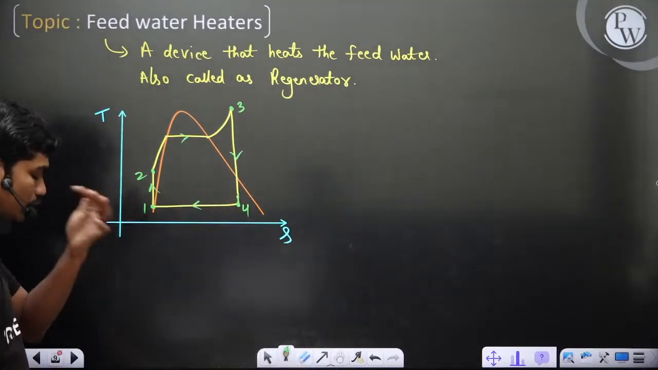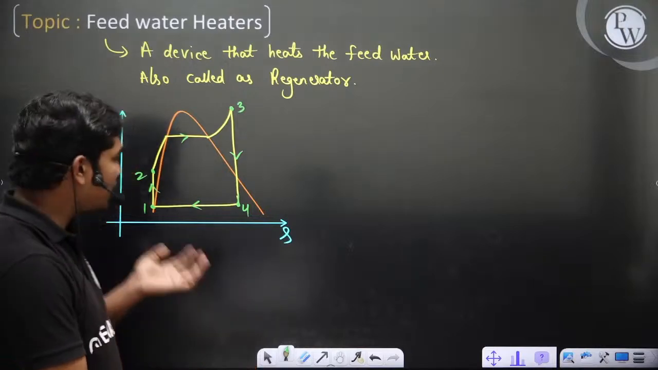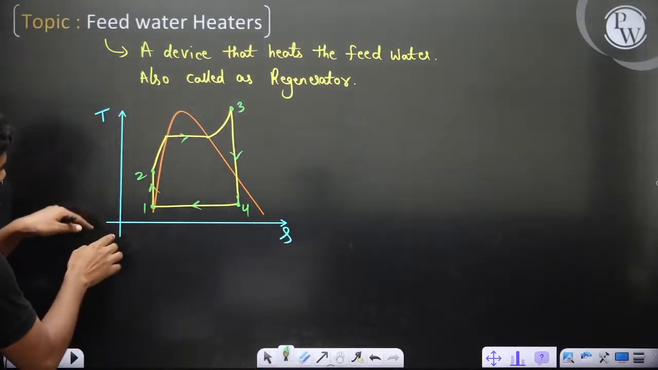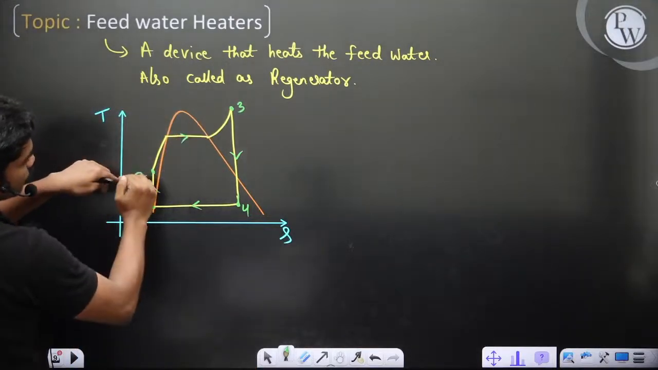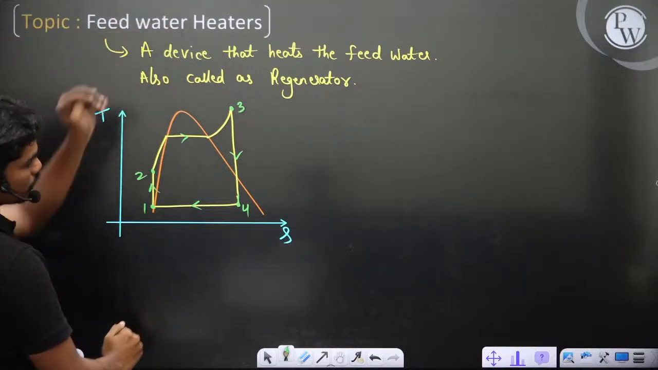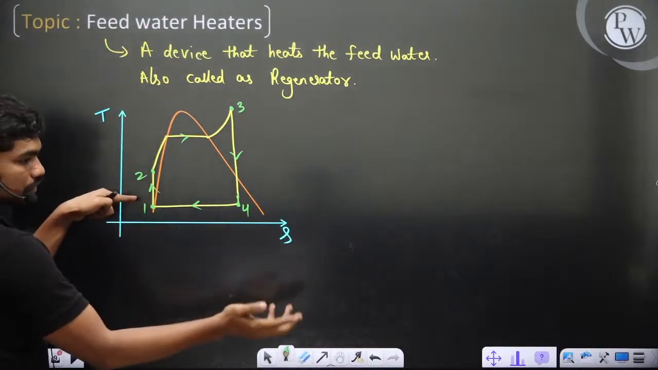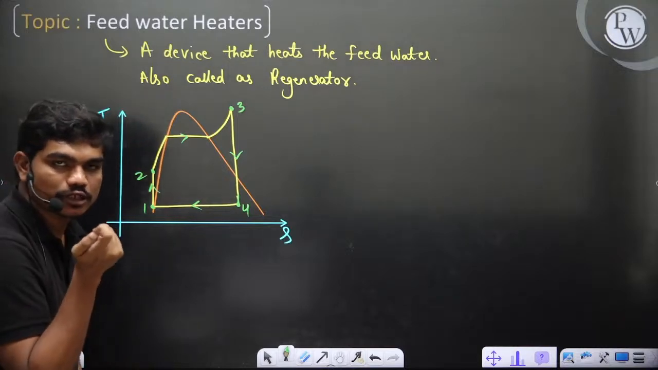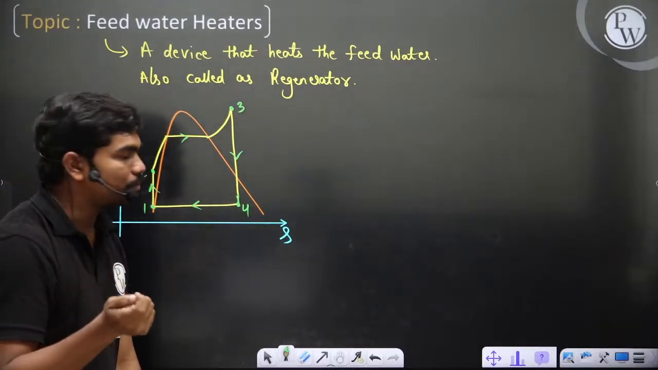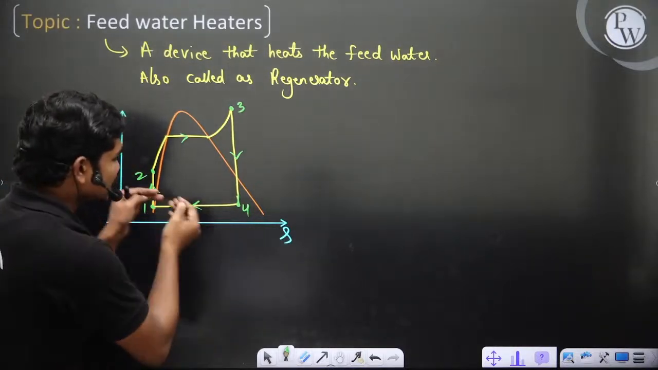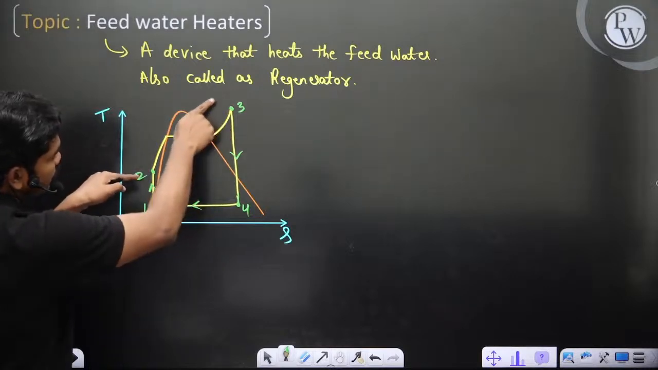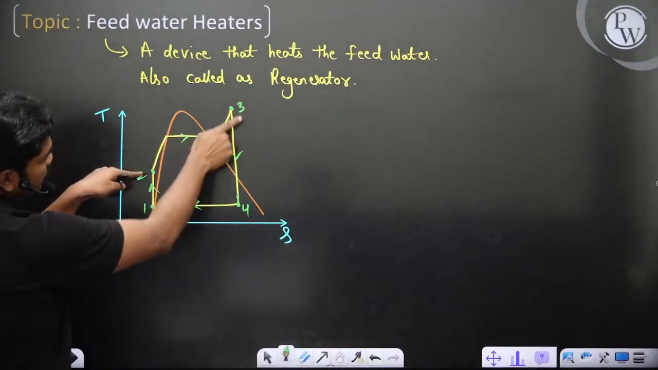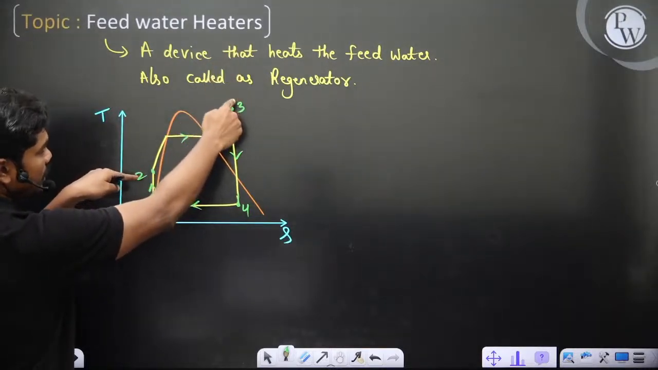Now of course, because the diagram is not drawn to scale, it looks like this, but actually if you compare T2 and T3, the gap will be very large. Let's say T1 is at atmospheric conditions and T2 is also at atmospheric conditions, because isentropic compression in a pump doesn't change the temperature of the fluid much. It just increases by 1 or 2 degrees Celsius.